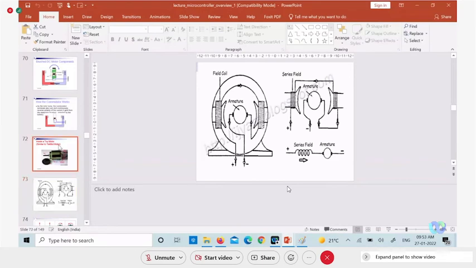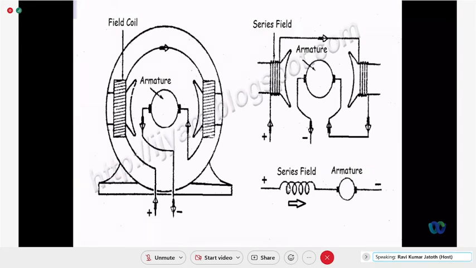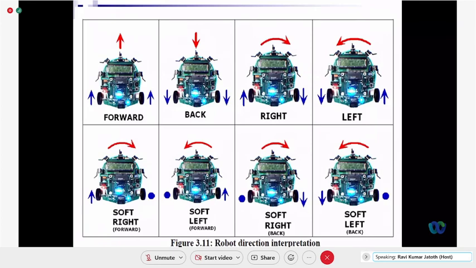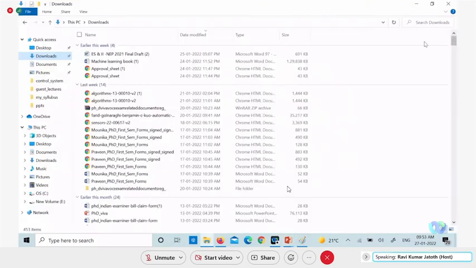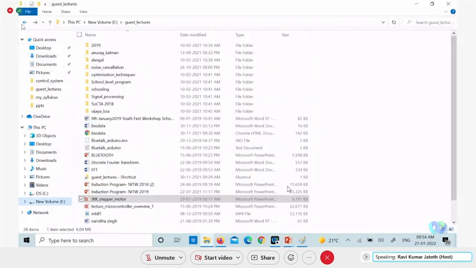So this is the DC motor, and this is the cross-section. You have the armature and the field coil. Okay, so the armature and the field coil, and this we can model by using, just a second.